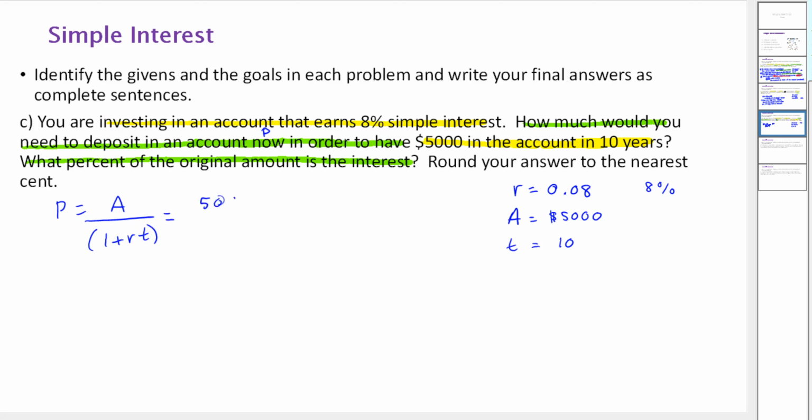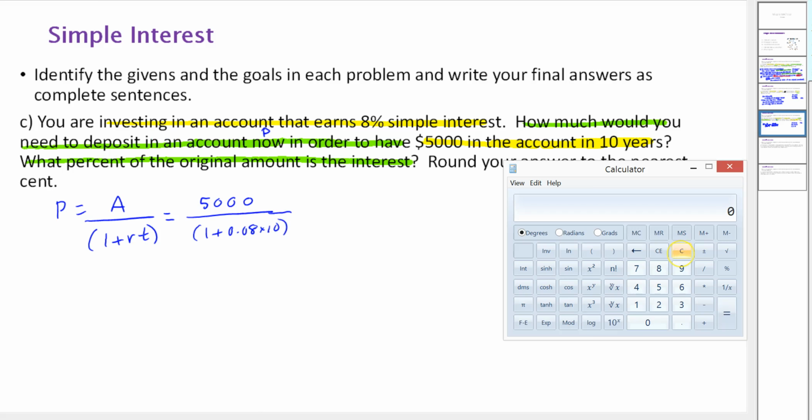So we have 5,000 divided by the quantity 1 plus 0.08 times 10. So now let's go to the calculator. 5,000 divided by parenthesis 1 plus 0.08 times 10, and then we'll close the parenthesis, and I'm going to look at this to make sure it's correct. 5,000 in the numerator and this entire expression in the denominator. And if we round this to the nearest cent, it's $2,777.78.